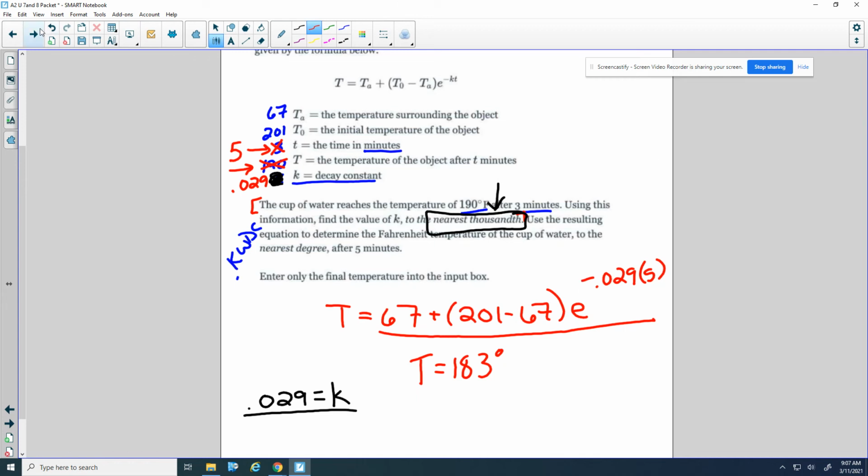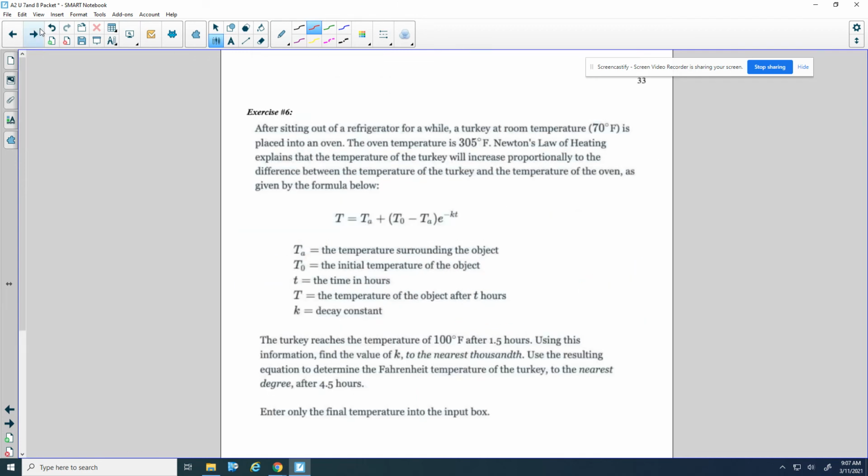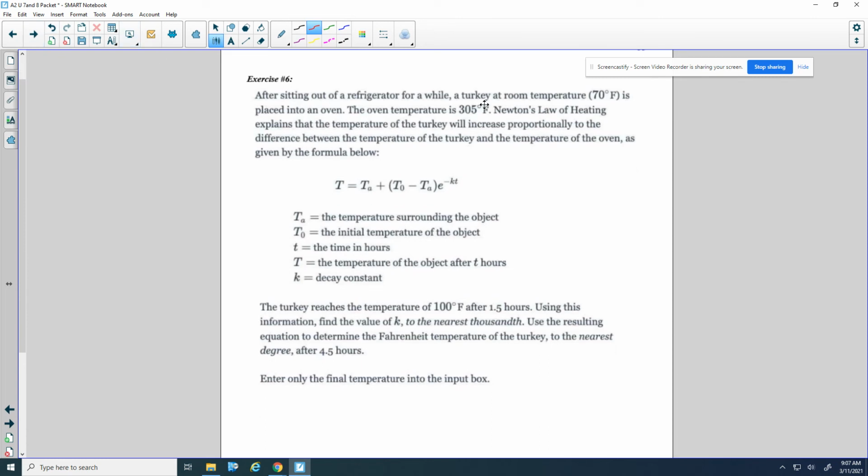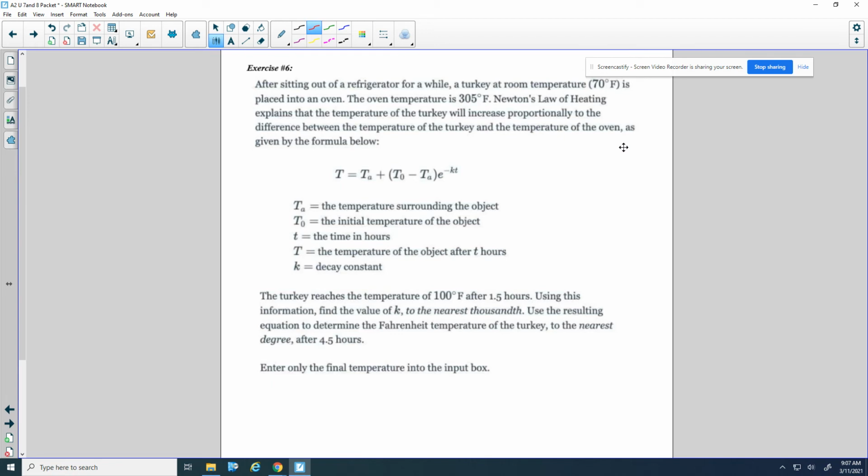So we have one more problem here that we're going to do, and I'm going to work through this one a little more quickly. This one has to do with a turkey that's put in the oven. This is called Newton's law of cooling, but it's also Newton's law of heating, and you'll see it works in both directions. If I take a cold turkey and put it in a hot oven, it's also increasing towards the oven's temperature exponentially. So reading through the problem, the turkey is placed in the oven.